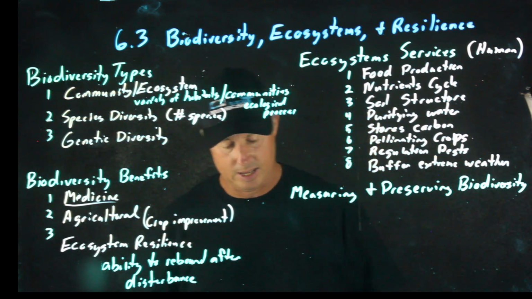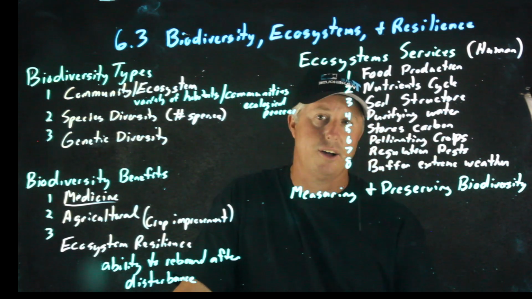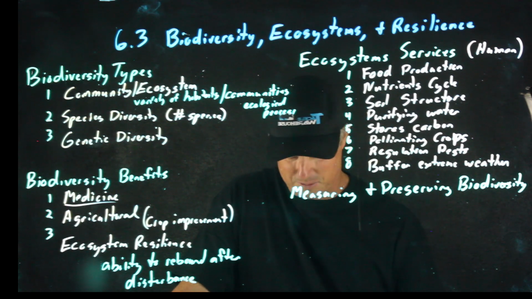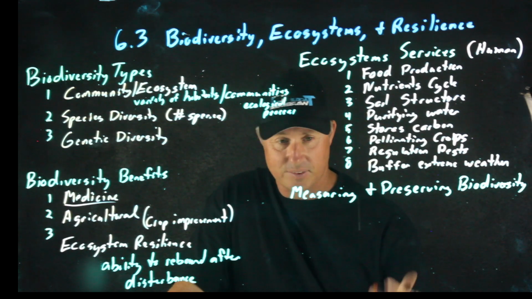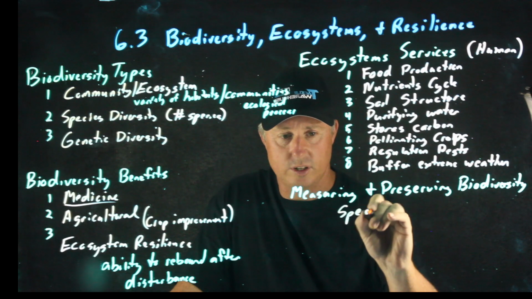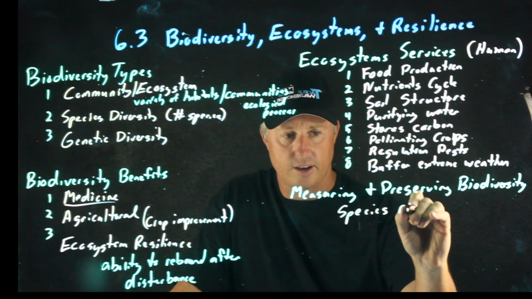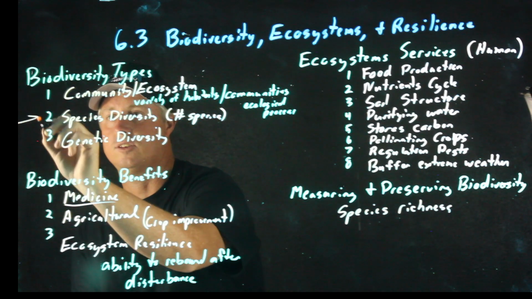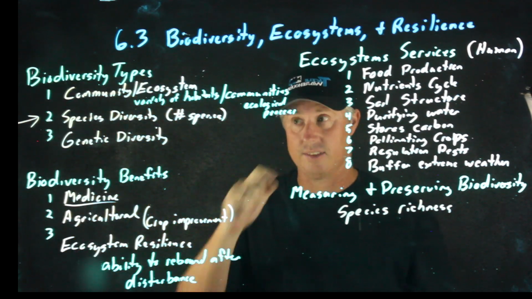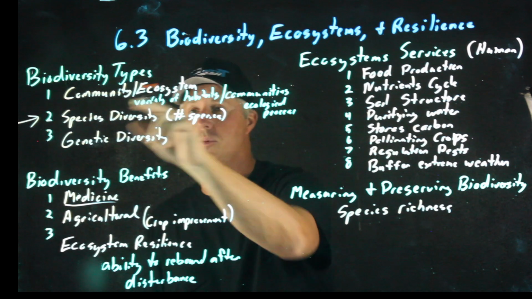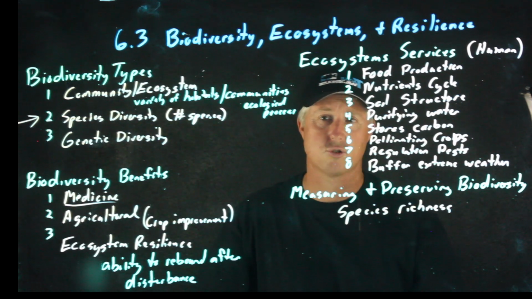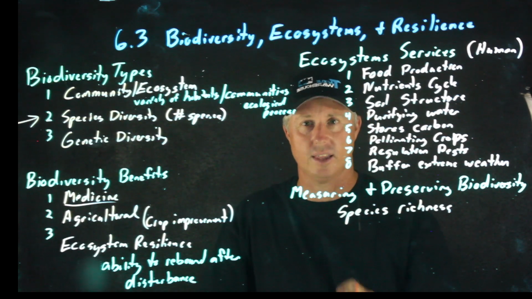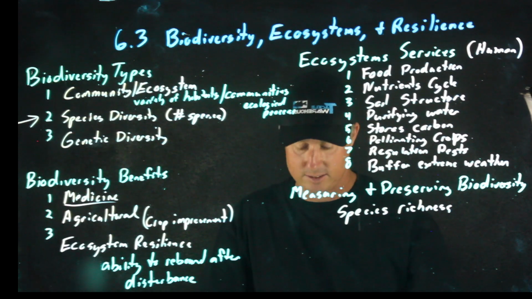How do we measure and preserve biodiversity? It's a big question, to be honest. We tend to look for species richness. We tend to look at species diversity. That's kind of the big one. Unfortunately, communities and ecosystems is a little too big to constantly track, so we tend to limit to, like, are there a lot of creatures in here? How are they sustaining themselves?